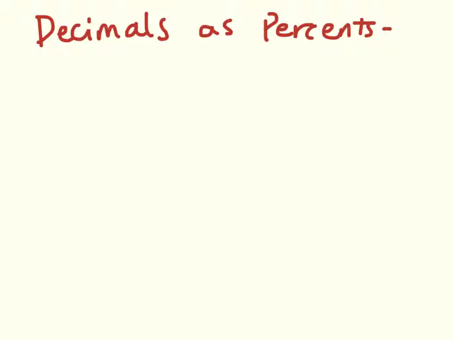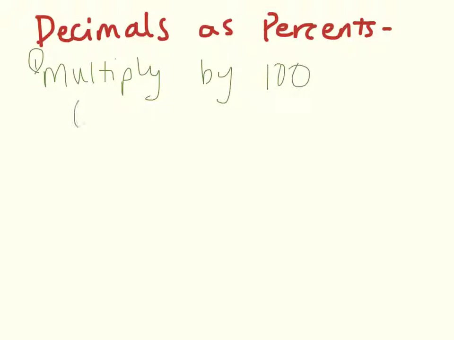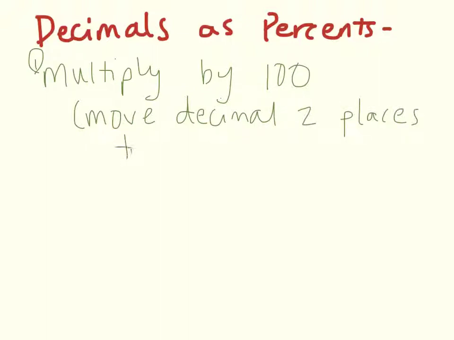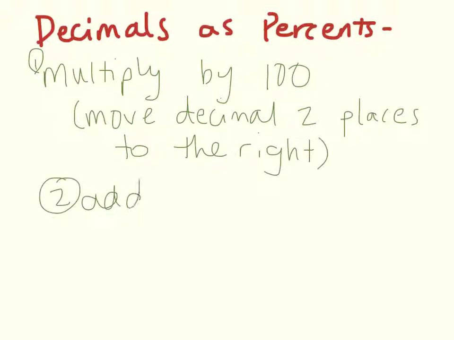Okay, now I do the opposite if I want to take a decimal and make it a percent. So I will first multiply by 100. And remember, when we're multiplying by 100, we're really moving the decimal. So move the decimal 2 places to the right because now we're multiplying by 100. And then we need to make sure that we add the percent sign. So we put it back in.